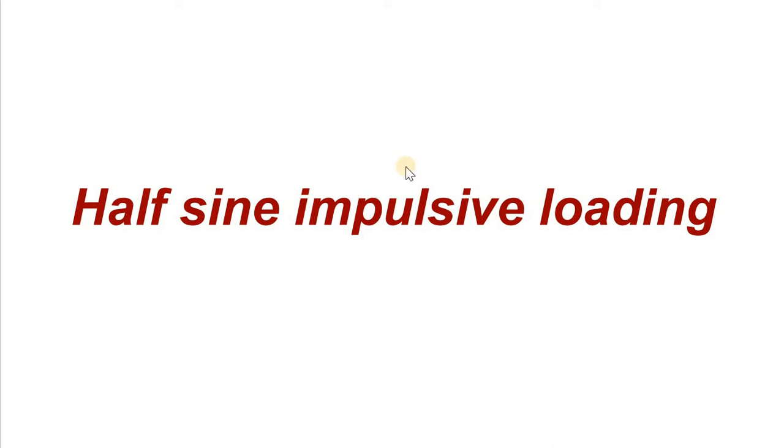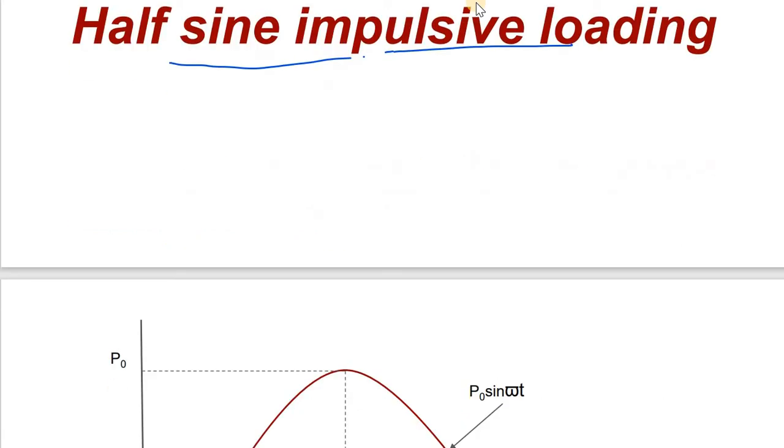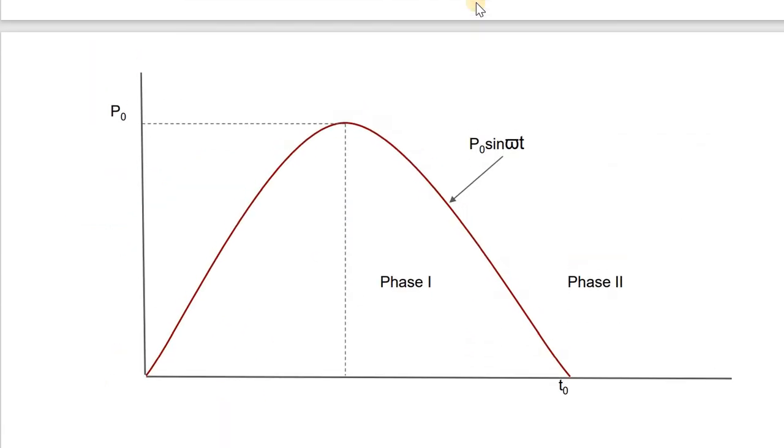So students, the next topic in module 2 is about another type of loading, that is half sine impulse loading. Here you can see this is the half sine loading, P0 sin ω't. Why are we changing this? Because it is not natural. That is why we use ω' instead of ω.